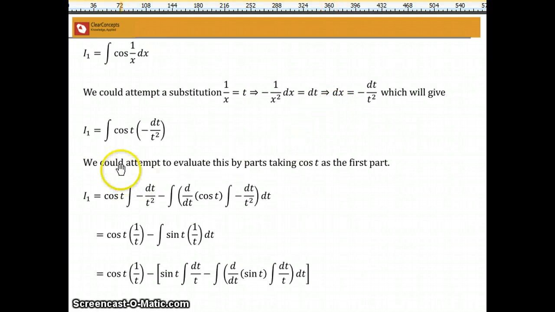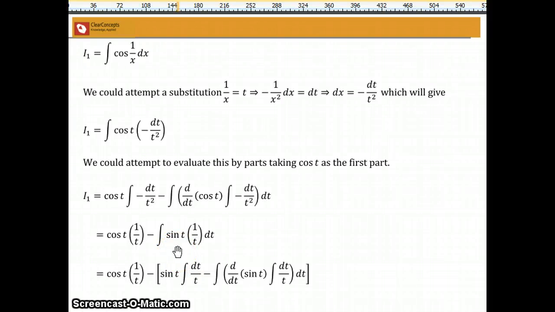And so when we put that in the above expression, we will get integral of cos t into minus dt by t squared. And now we could say we'll evaluate this by parts, taking cos t as the first part. So we say, okay, I1 is cos t integral minus dt by t squared minus d by dt of cos t integral minus dt by t squared dt. That's again by parts. So that gives us cos t into 1 by t minus integral sine t 1 by t dt.